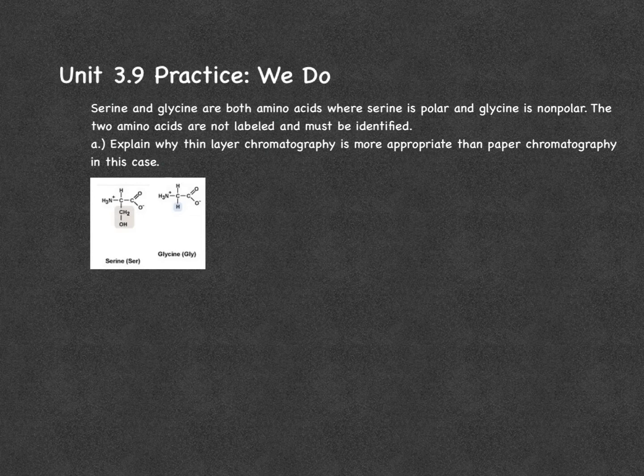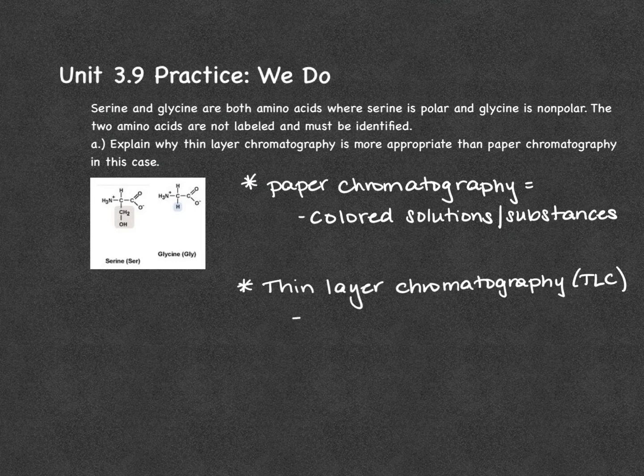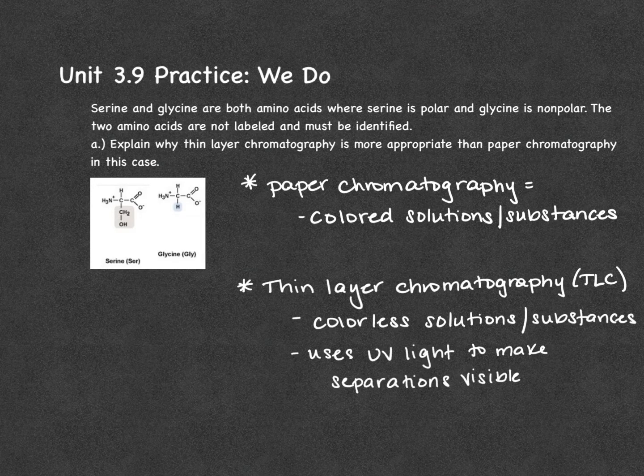So remember, the two biggest differences between paper chromatography and thin layer chromatography is that paper chromatography is going to be most useful with colored solutions, whereas thin layer chromatography we can use for solutions that aren't colored, and we can use UV light to show the separation in solutions that aren't colored. What we didn't mention in class is that with paper chromatography, we're most often going to be working with transition metals or iodine.